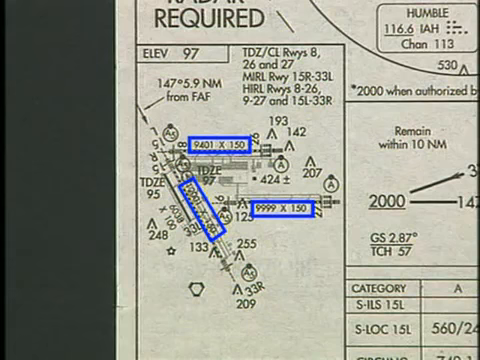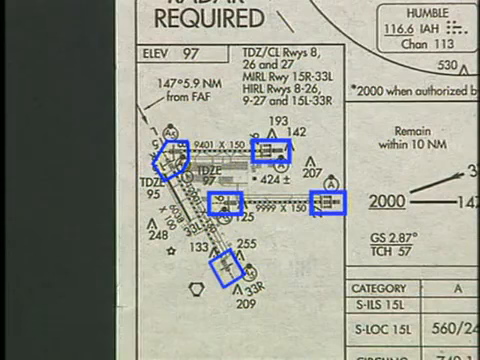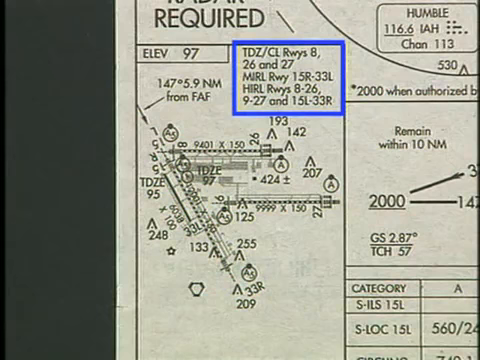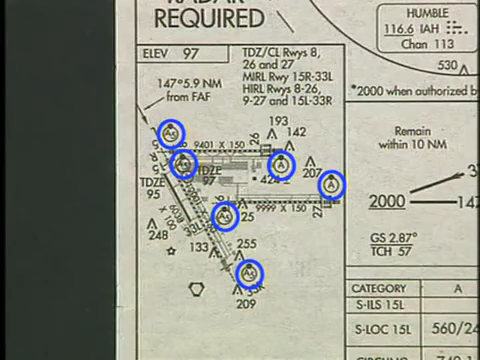Dimensions and gradients, as well as touchdown zone elevations, are shown for each runway. Approach lighting aids are shown in graphical form, as well as textual descriptions. Lighting symbols are also provided that are defined in the legend pages at the front of the approach chart booklet.